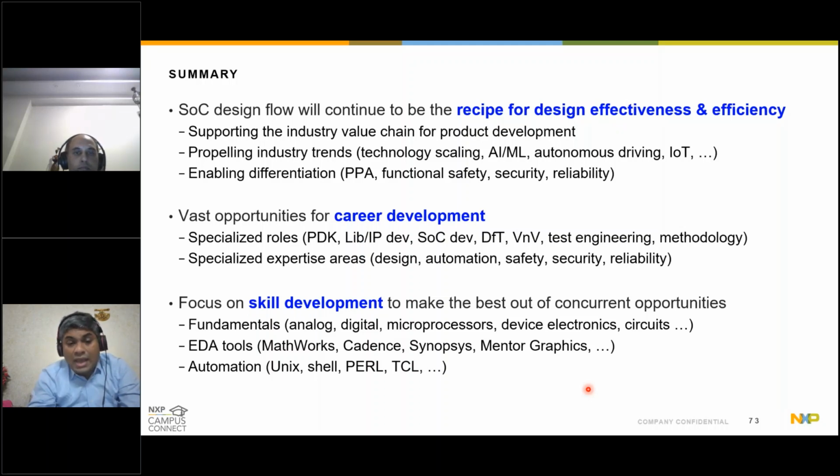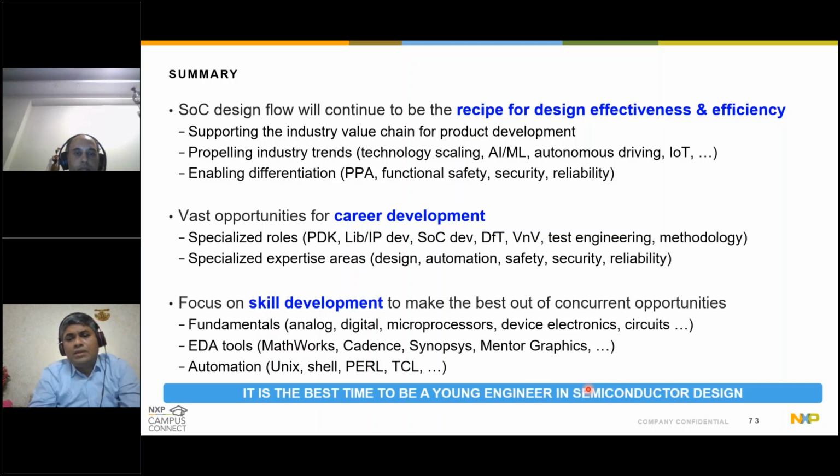And last but not least, also about how do you build in automation by mastering the right skill sets, whether it is Unix, shell scripting, Perl. So I think on these three vectors we will conclude. But before we open the Q&A session, which for the next 7-8 minutes we can discuss, one note that I would like to leave with all of you is that this is the best time to be a young engineer in this field of semiconductor design. So give yourself a pat on the back that you are right in time.